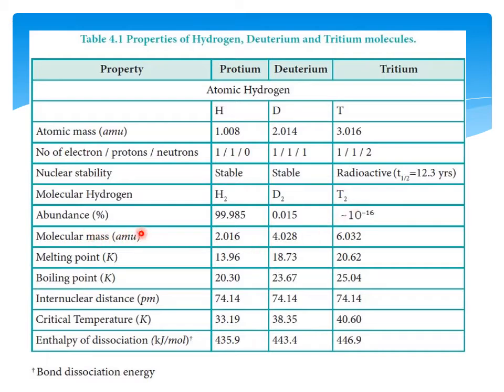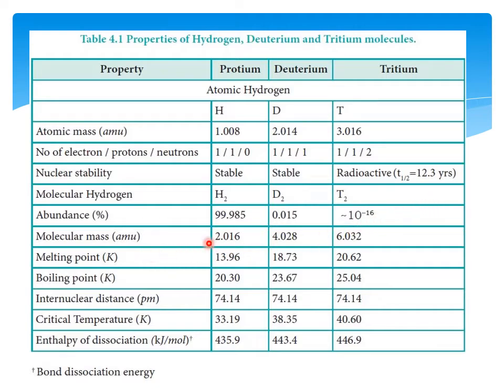Then its abundance. Already we saw that the maximum is hydrogen, protium, whose percentage is 99.98 percent. Deuterium is 0.015 percent. Tritium is approximately 10 power minus 16.